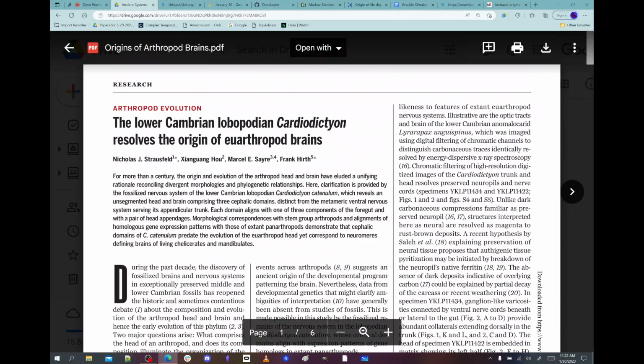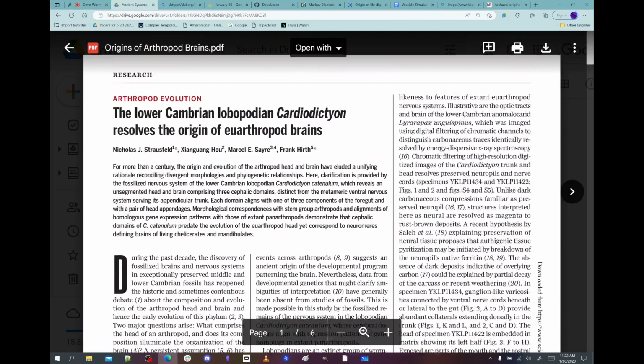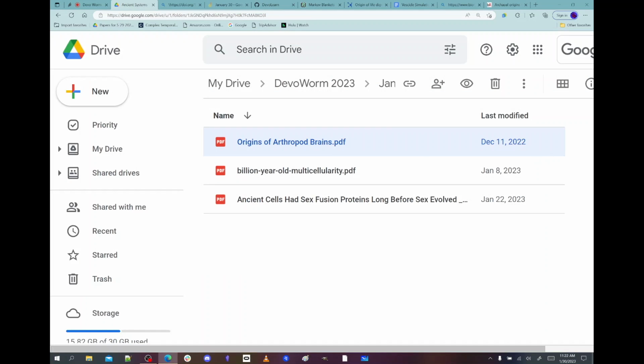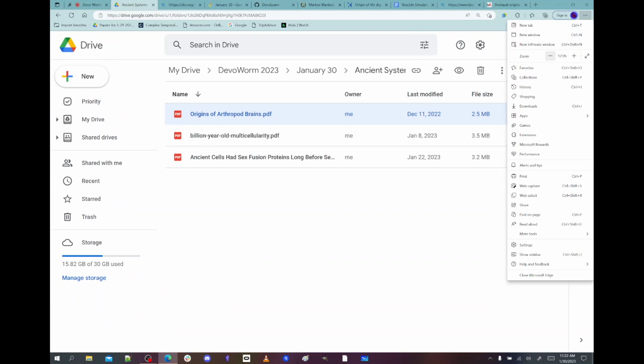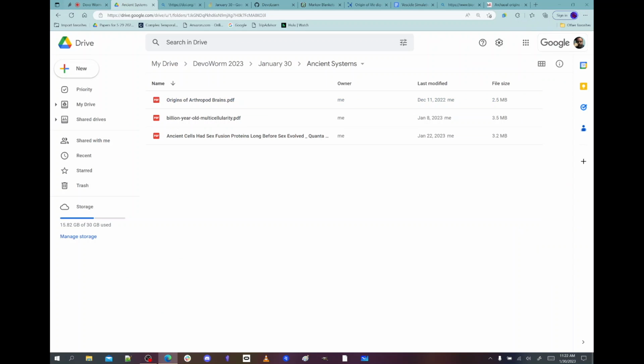So this shows, again, fossil evidence of early brains. And we've also talked about the origins of multicellularity and functions such as sexual reproduction and the integration of cells and other types of structures and how that occurs. And its origins that predate metazoans.